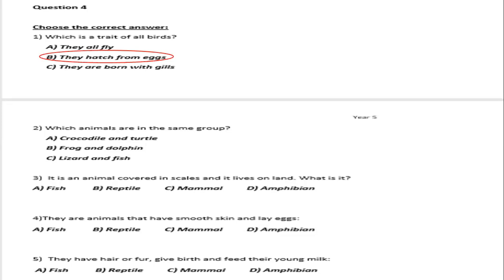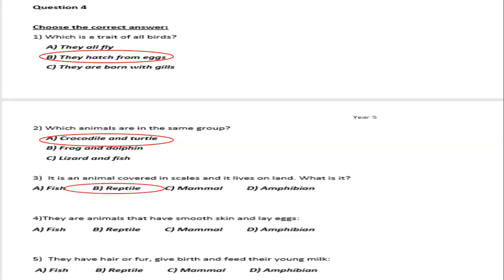Number 2, which animals are in the same group, crocodile and turtle? I think this will do it. Both of them are reptiles. Number 3, it is an animal covered in scales and it lives on land. What is it? As long as it is covered in scales and lives on land, this means it's not a fish, it has to be a reptile.